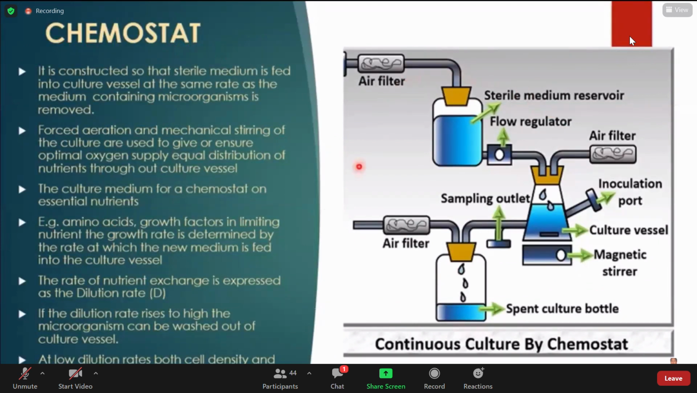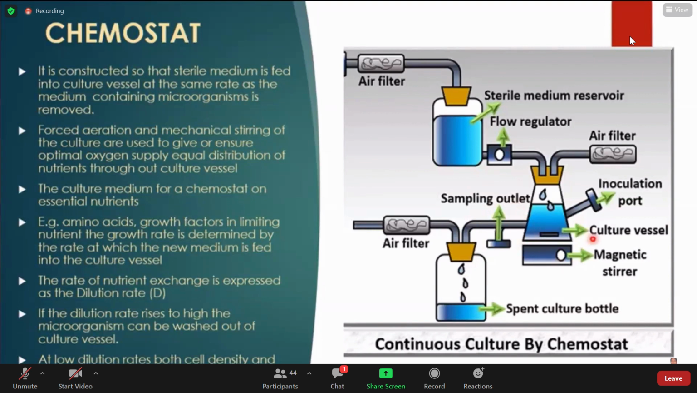So this is a chemostat, the continuous culture system by chemostat. So what is happening in this chemostat? This chemostat is constructed so that the sterile medium is fed into the culture vessel at the same rate as the medium containing microorganisms is removed. That's the main step of this continuous culture, isn't it? So for example, if you have a 10 ml flow rate, at the same time 10 ml of the spent medium culture is also going to be removed.